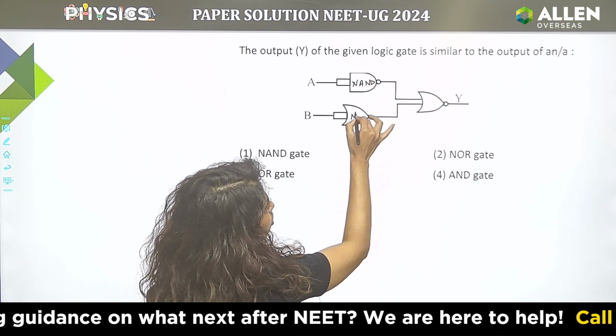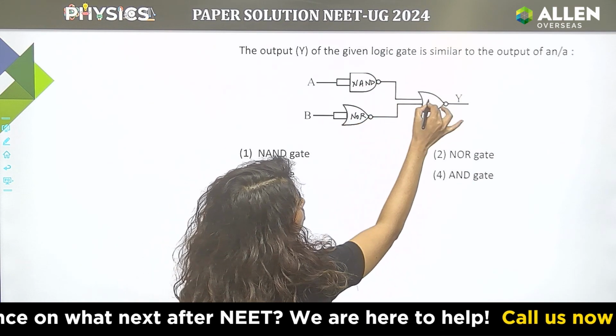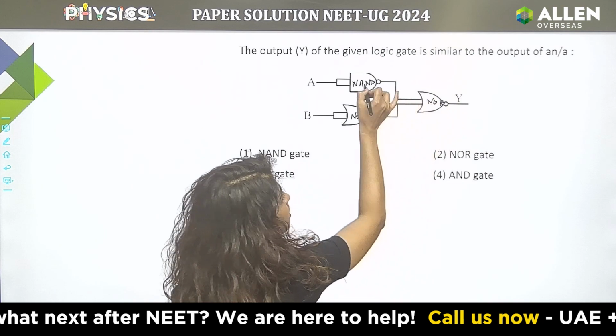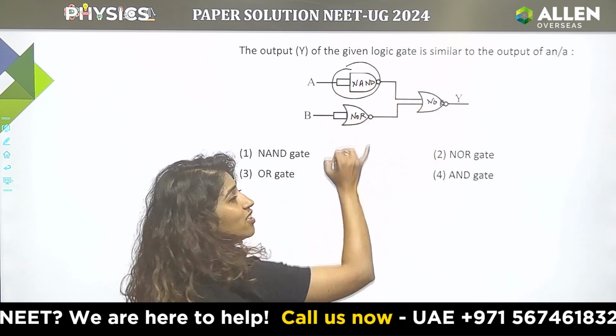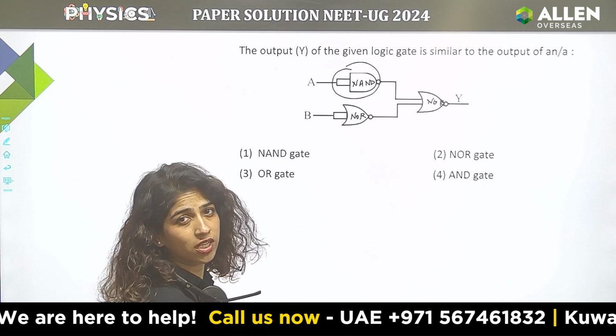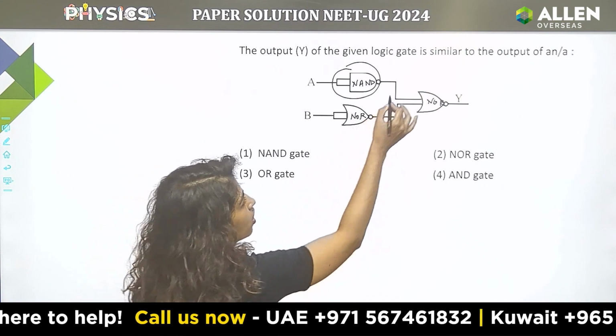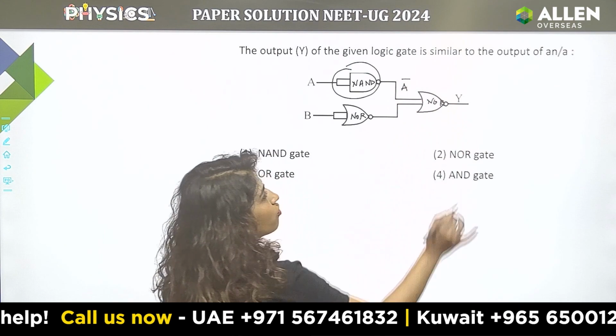This is a NOR gate. Again a NOR gate. Now this NAND gate is short circuited. That means what is this going to behave as? This is going to behave as a NOT gate. Since it is behaving as a NOT gate, I can write this as A complementary.